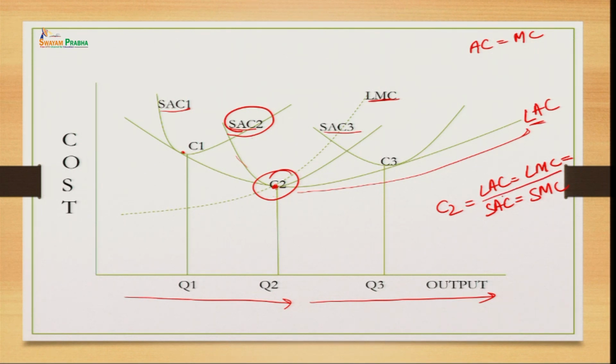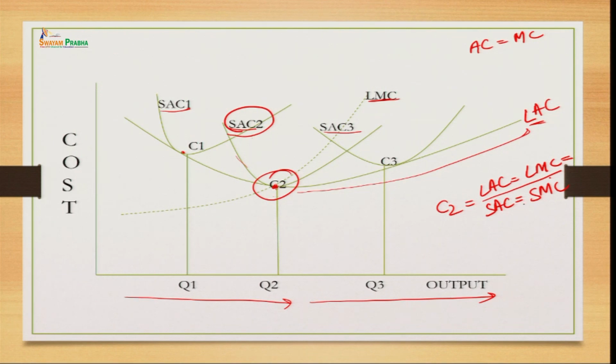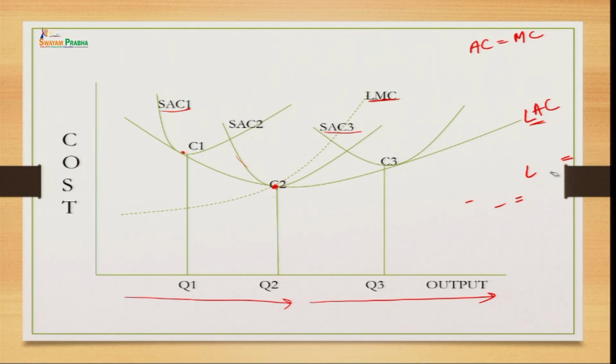At C2, your long run average cost equals the long run marginal cost, which also equals your short run average cost and short run marginal cost. So, this is how we basically define the long run average cost curve. I hope the properties are clear to every one of you and you have understood well how we draw this long run average cost curve.